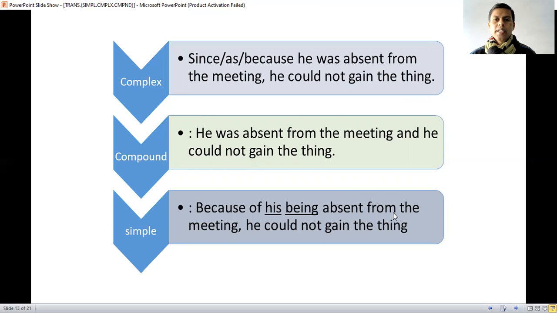So, we have to make at least two separate clauses. Because he was absent or since he was absent from the meeting, then we will omit the conjunctions since, as or because. Then what will be written? He was absent from the meeting. Then instead of this comma, we will use and. He could not gain the thing. It was the principal clause. So the sentence will be, he was absent from the meeting and he could not gain the thing.